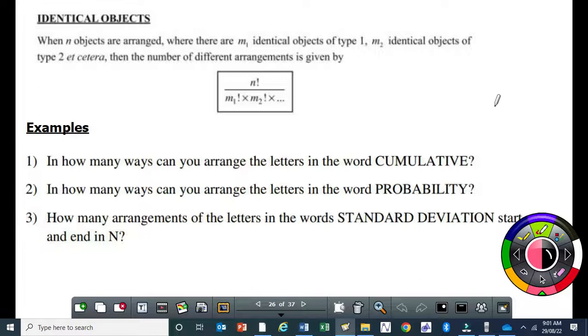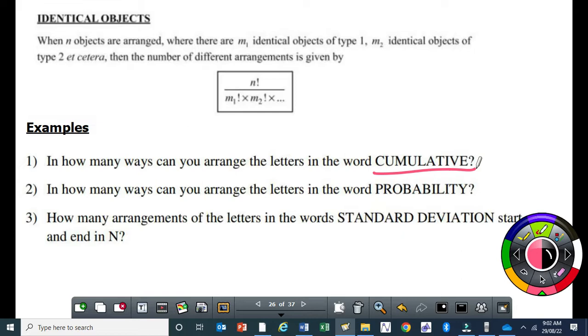What do I mean by that? You can have a case where you have letters. This case involves, in most cases, letters. In most cases it involves what? Letters. Now, in a letter, or rather in a word, like cumulative.